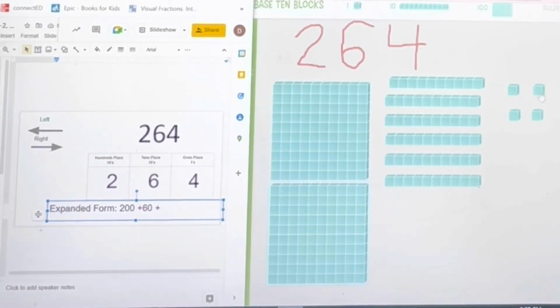And for ones, 1, 2, 3, 4. And we have 4 ones for a value of 4 in the ones place. And we have our answer. 264 in expanded form is 200 plus 60 plus 4.